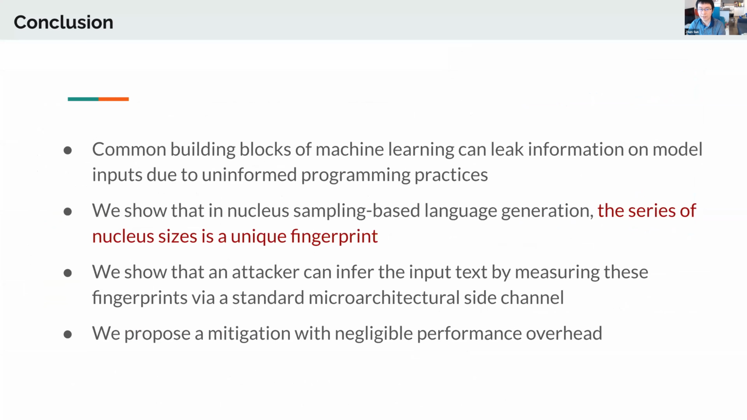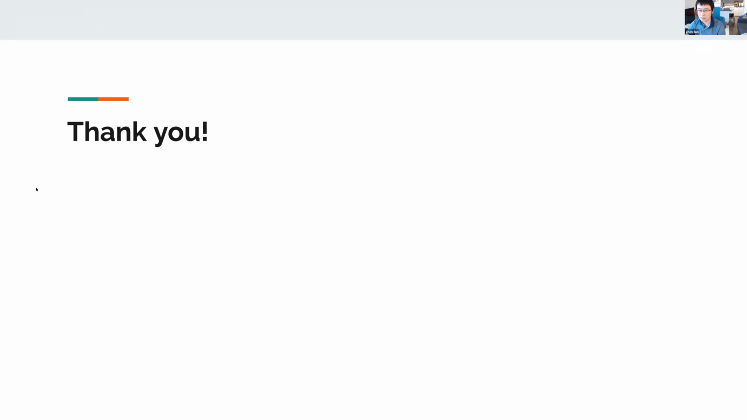In conclusion, we point out that common building blocks of machine learning can leak information on model inputs due to uninformed programming practice. We show that in nucleus sampling-based language generation, the series of nucleus sizes is a unique fingerprint. We also show that an attacker can infer the input text by measuring these fingerprints via a standard microarchitectural side channel. In the end, we propose a mitigation with negligible performance overhead. Thank you.